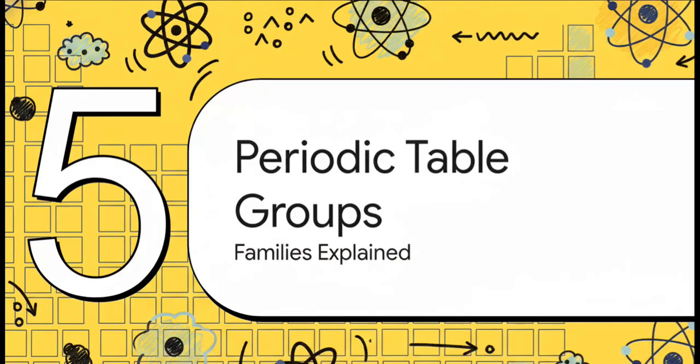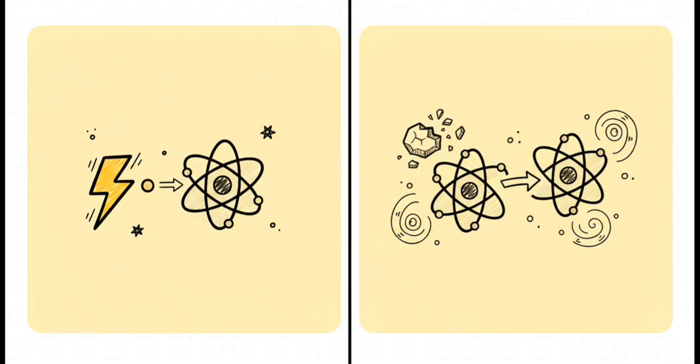Moving to Section 5. Periodic table families explained. Let's apply all these micro rules to the macro map. The whole periodic table is really just organized by how elements manage their electrons, and there is a stark dividing line right down the middle.